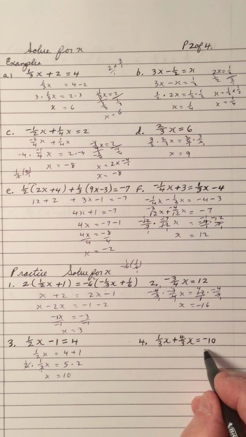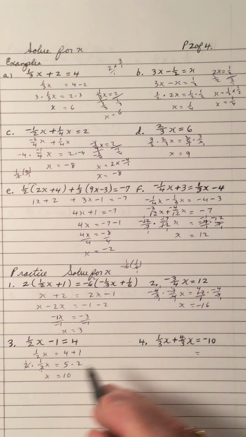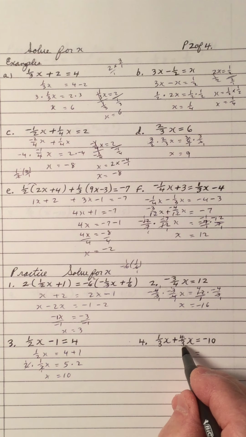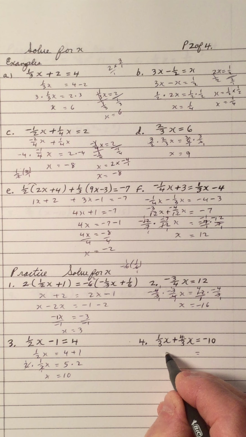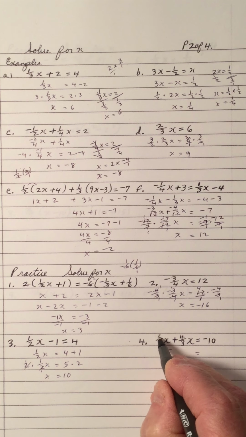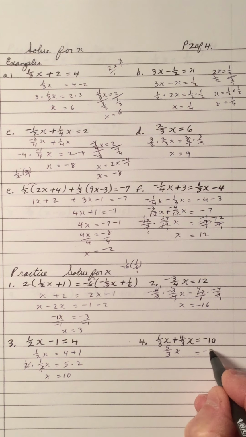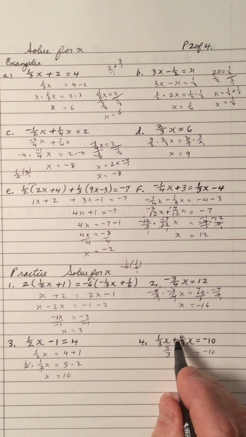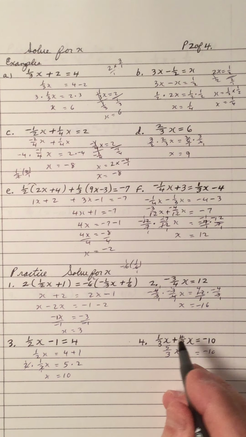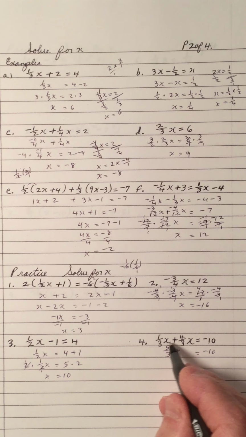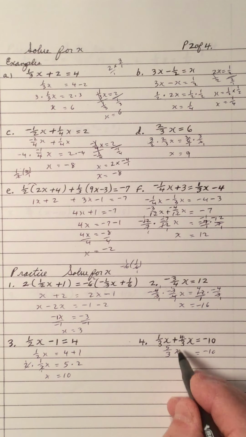And number 4, the x's are already on the left side, numbers on the right side. I need a common denominator, and it's already there. So my common denominator is 3. So 1 plus 4 is 5x. So I'm adding the fractions the same as I add integers. When I add, I have to have like terms of x's. And these are already common.